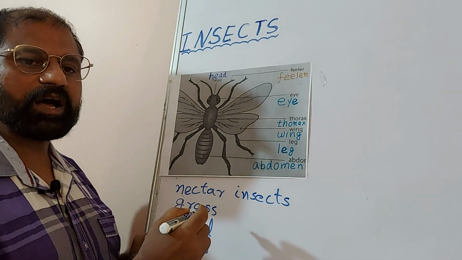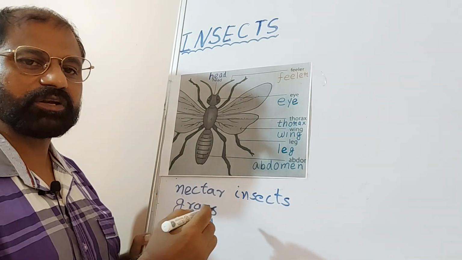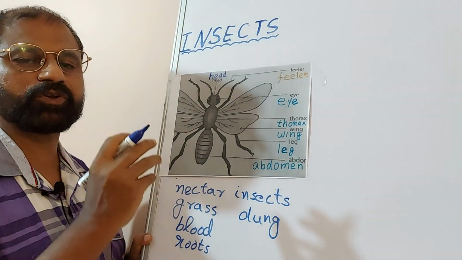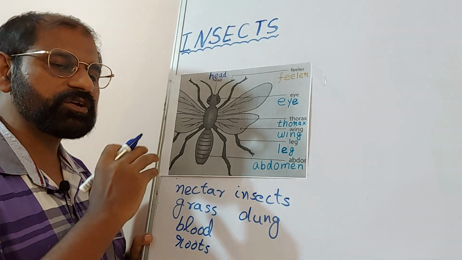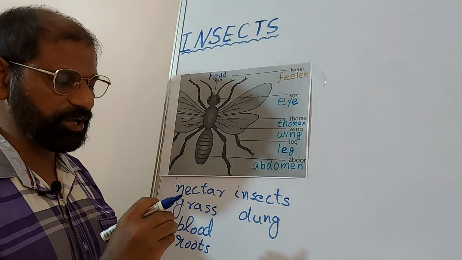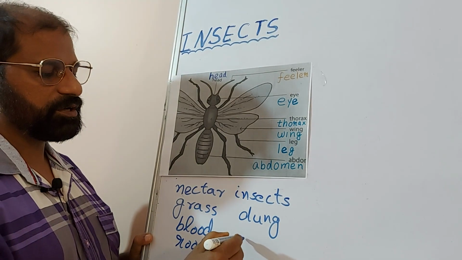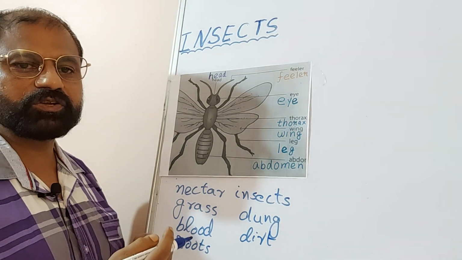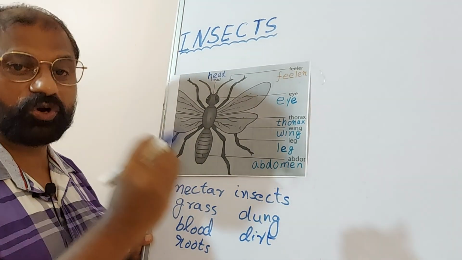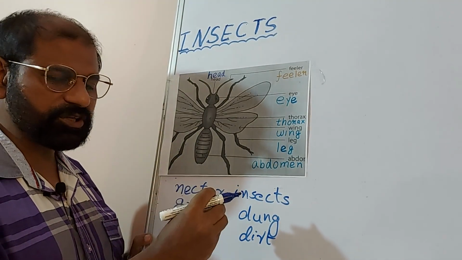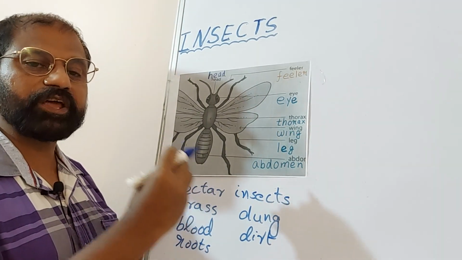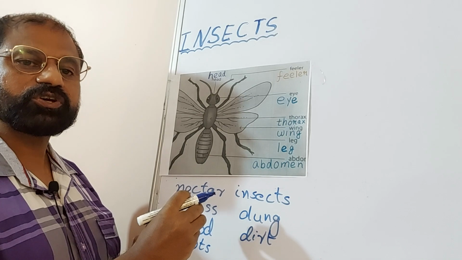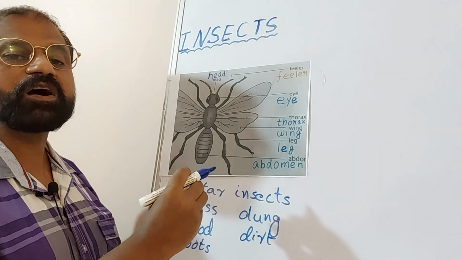Then there is another insect called dung beetle that eats away the dung of animals like cow dung and all that. So they keep the surroundings clean. Then house flies and cockroaches, they eat dirt and they carry germs and they also spread diseases. Therefore, we have to keep away these house flies and cockroaches from our houses.